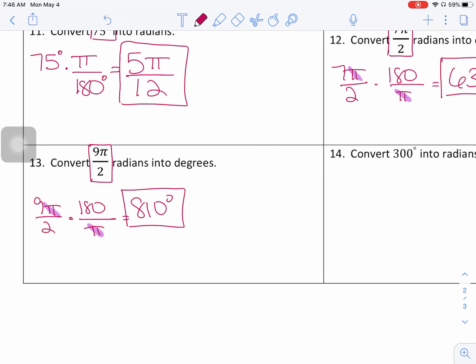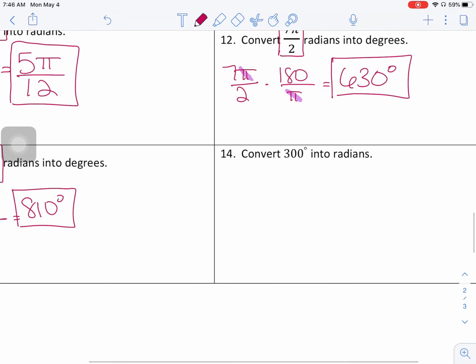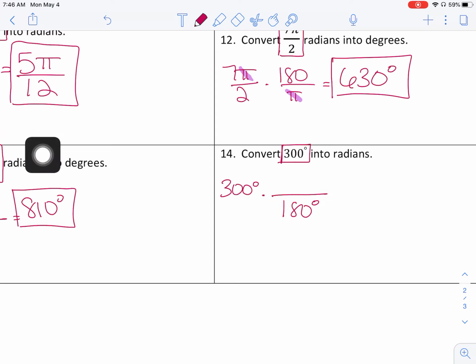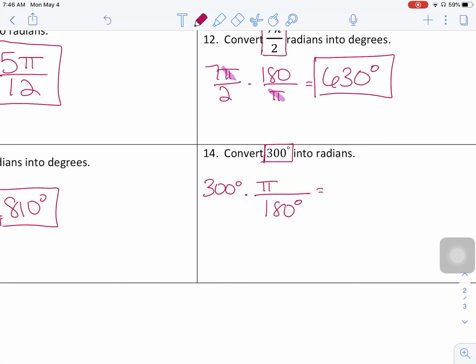Okay. And certainly last but not least here, problem number 14, convert 300 degrees, so 300 degrees times. So I want to do 180 degrees in the denominator, so degrees and degrees would cancel, which means obviously in the numerator I need pi. So 300 divided by 180 in fraction form is 5 pi over 3 radians.